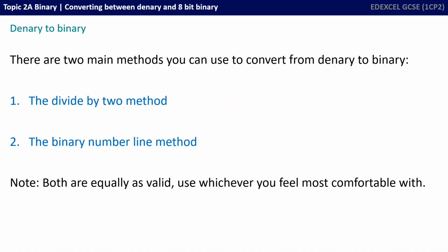So how do we convert from a Denary number to a binary number? Well, there are two methods. Both are equally valid, and you just need to use the one you feel most comfortable with. There is the divide by 2 method, which makes use of modulus, the remainder of division by 2, and the binary number line method. Let's take a look at each method in turn.